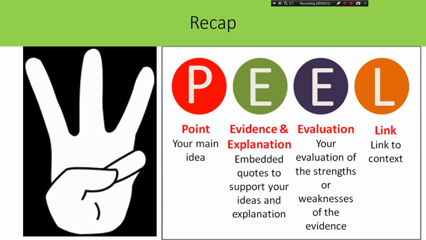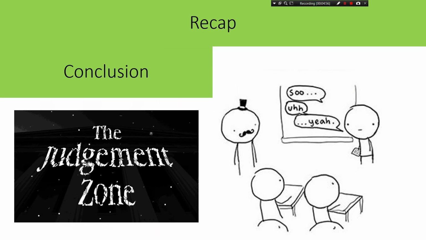So you get 3 paragraphs with PEE. Some of you might link in the paragraph, or you might leave it to the conclusion. Either one is fine. And then make a judgment: which event was the biggest in making relationships better or worse, and why.